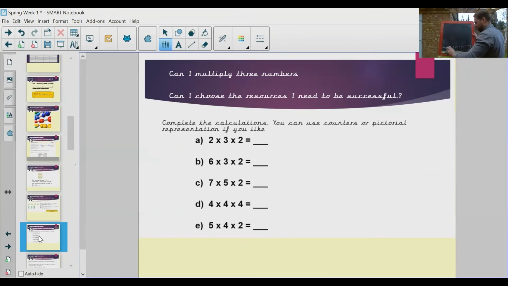So for example, if you wanted to answer the first one in an array, that's what it would look like: 2 times 3, and then we've got 2 of them. Okay, and then we can do our calculation. So pause the video here and good luck.